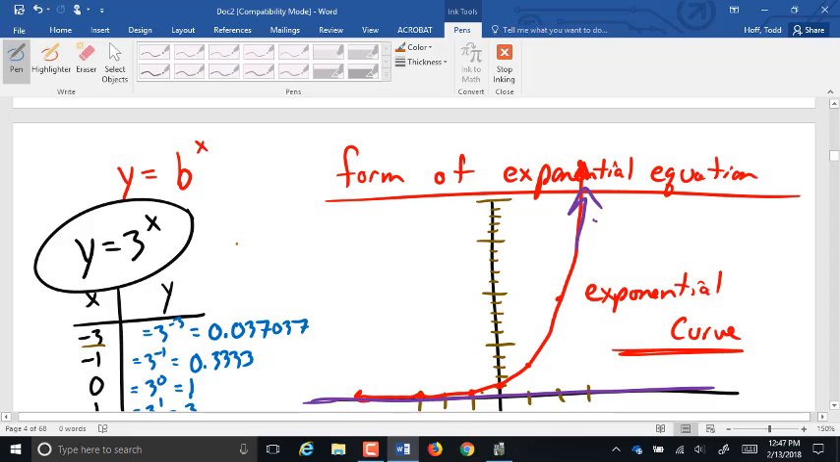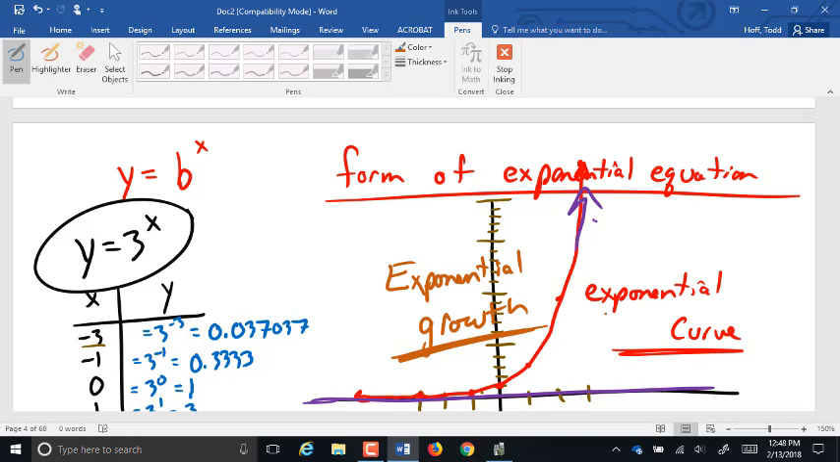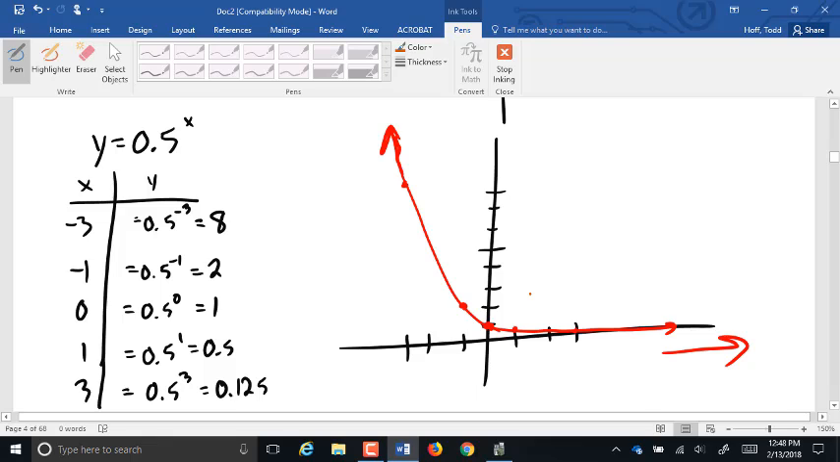This type of a curve up here, where the curve gets large really quick as the numbers get larger, and it goes to 0 as the numbers get further negative, is called exponential growth. That's how interest builds in an account. Anything that has a constant percentage increase will look like that. This here, where it gets smaller, and then as the numbers get larger, it gets closer and closer to 0, is called exponential decay.